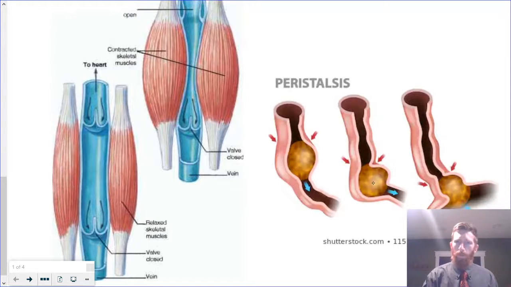This is what it's called, and so that contracts, and then this other stuff relaxes. So anyway, that's peristalsis.